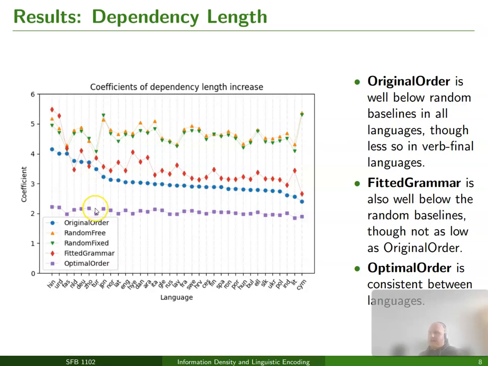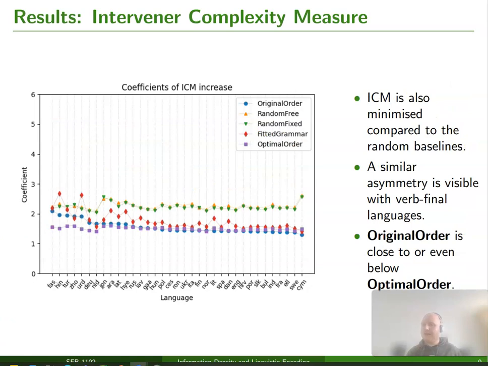The optimal order baseline here is consistent between languages, and this shows us that this effect is not caused by any inherent complexity in the structure of the sentences. The fitted grammar baseline also shows dependency length minimization in most languages, but it's still higher than original order. And this to us indicates that word order freedom or variability is also playing quite a significant role in dependency length minimization. So how about intervener complexity measure?